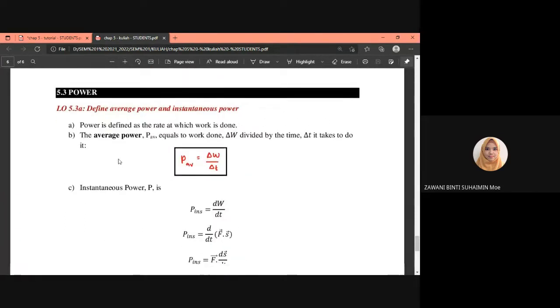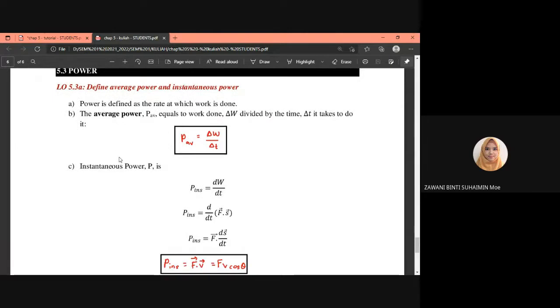Okay, so power is defined as the rate of work done. Okay, so maksudnya dia adalah formula dia. Kalau rate ni awak nampak mestilah, kalau formula mestilah dia bahagi dengan time. Okay, maksud dia. Okay, so work done. So maksudnya work bahagi dengan time lah. Okay, so power terbagi kepada dua terms. Satu average power, satu lagi instantaneous power. Konsep yang sama macam acceleration, average acceleration, instantaneous acceleration.